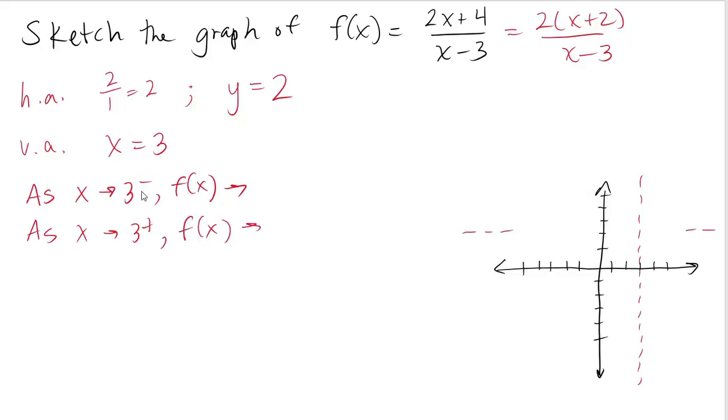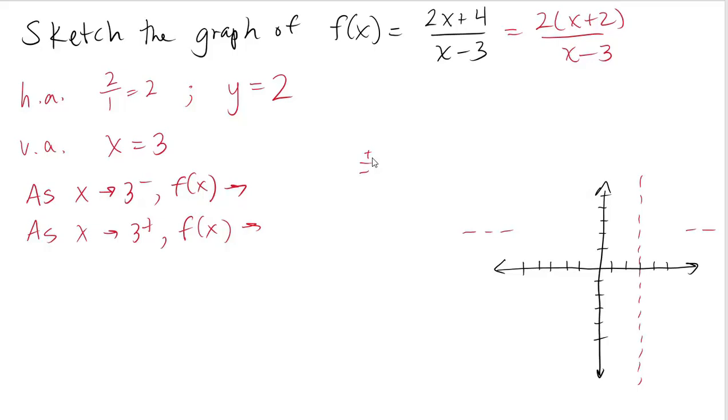If we approach 3 from the left, then we're plugging a number that's ever so slightly smaller than 3 into the function. If we plug a number smaller than 3 into the numerator, we're definitely going to get a positive result. And if we plug a number smaller than 3 into the denominator, we get a negative result. And so the quotients just to the left of 3 are going to be negative.